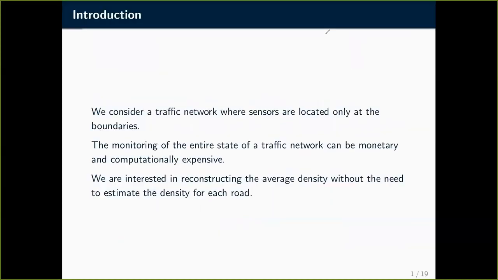In this presentation, we consider traffic networks where sensors are located only at the boundaries, and we know that monitoring the entire state of the traffic network, so the density in each road, can be monetarily and computationally expensive. Therefore, we are only interested in reconstructing the average density of the entire system without needing to know the individual density of each road.